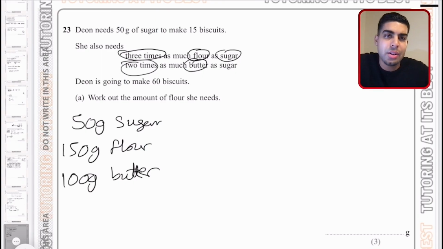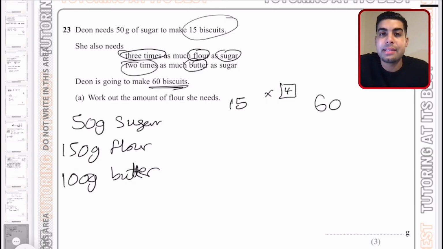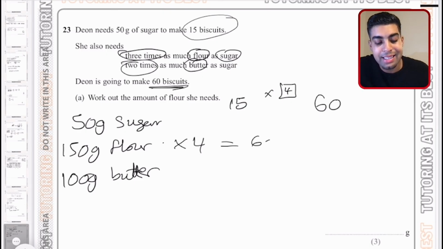And then it mentions that Dion is going to make 60 biscuits. Bearing in mind, this is all for 15 biscuits. So if this is for 15 biscuits, we need to simply multiply it by something, which gives us 60 biscuits. And we know that 15 times 4 is 60. So now because they are asking us for the amount of flour that she needs, we need to multiply the flour by 4. So again, 150 grams multiplied by 4 will give us 600 grams. And that is your flour.